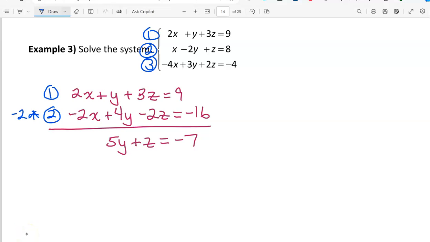Now let's pick a different pair of equations and eliminate the same variable. So this time, I'm going to pick equations number 1 and 3.